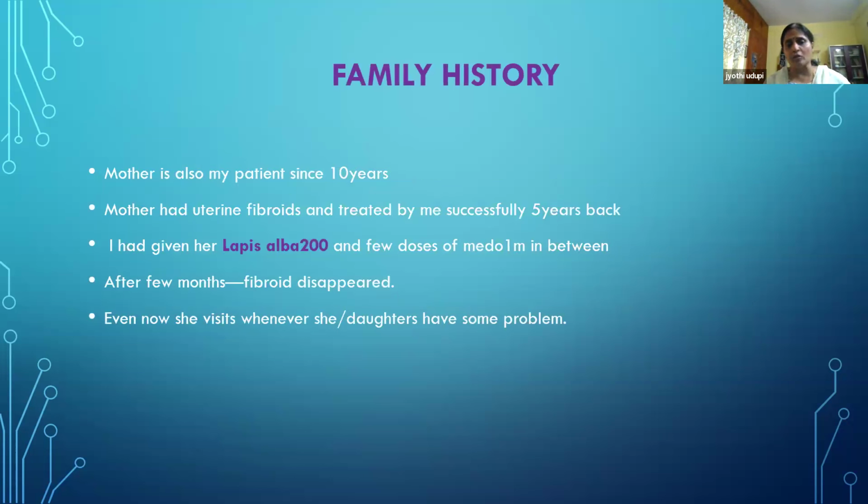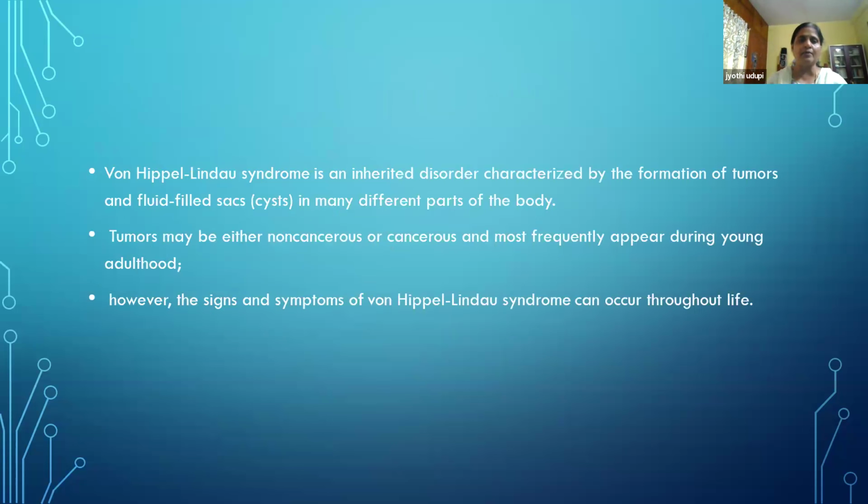So, the mother is also my patient since 10 years. Mother had uterine fibroids and was treated by me successfully 5 years back. Her whole fibroid was cured by Lapis alba 200, and I had given a few doses of Medorrhinum in between to clear her. After a few months, the fibroid disappeared. So now I went back and read what is this disease, what is it all about?